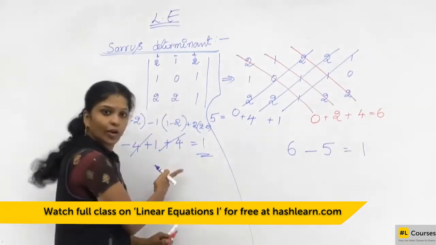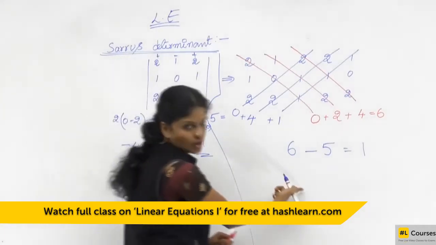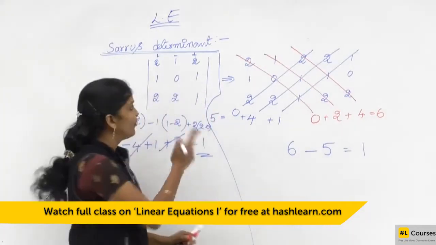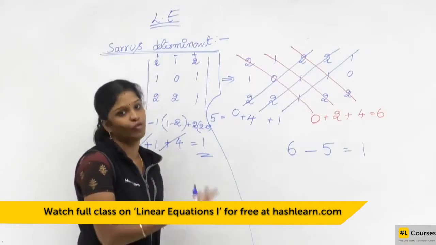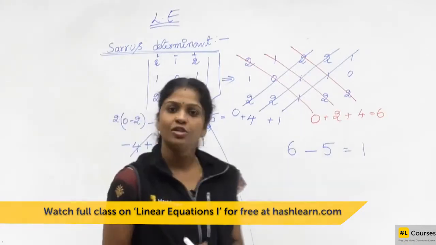So, the direct method also gives the same value, and using Sarrus rule also you will get the same value. Whichever you like, you can follow it, right? This is called Sarrus rule.